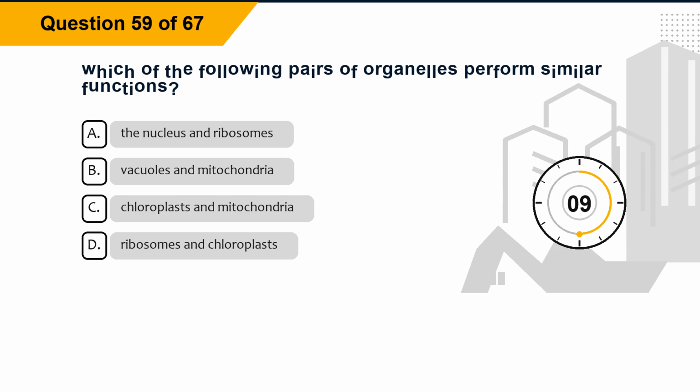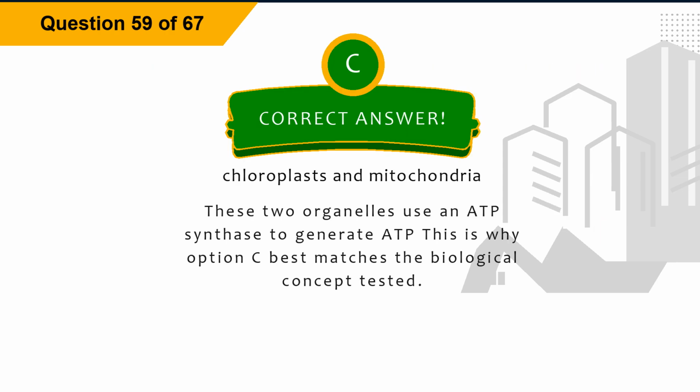Option B, vacuoles and mitochondria. Option C, chloroplasts and mitochondria. Option D, ribosomes and chloroplasts. The correct answer is option C, chloroplasts and mitochondria. Explanation: these two organelles use an ATP synthase to generate ATP. This is why option C best matches the biological concept tested.